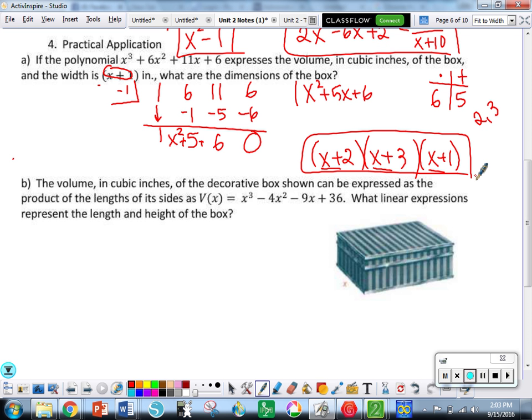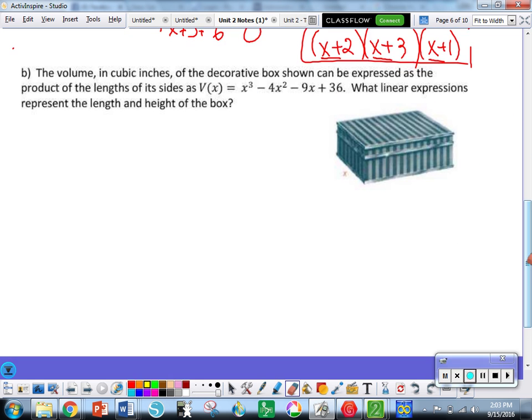Say it again. Oh, good question. Does 1 and 6 work? It works for the multiply, it doesn't work for the add. But if I did -1, now it doesn't work for the multiply. So 1 and 6 works for the 6, but not the 5. If I change it to a -1, now it works for the 5, but not the 6. So it doesn't work.